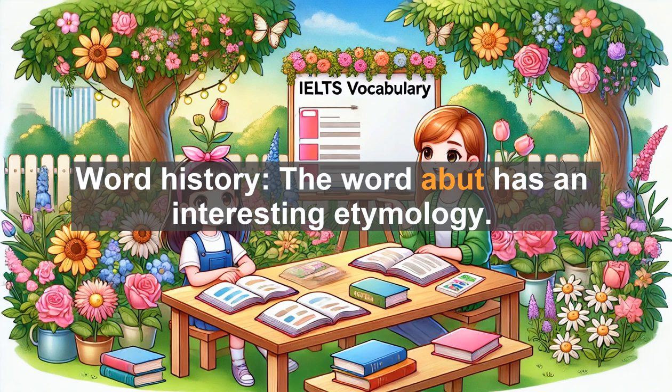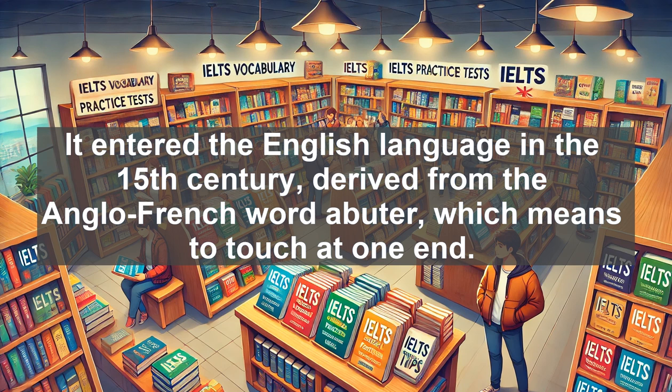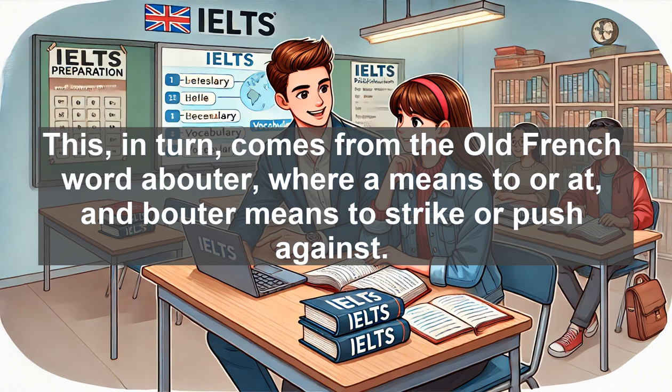Word history. The word abut has an interesting etymology. It entered the English language in the 15th century, derived from the Anglo-French word abuter, which means to touch at one end. This, in turn, comes from the Old French word a, which means to or at, and bouter, which means to strike or push against.